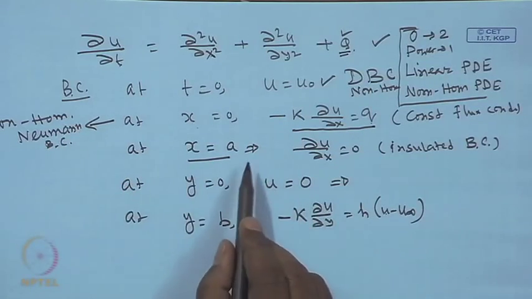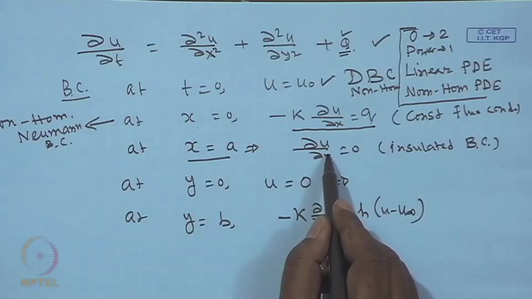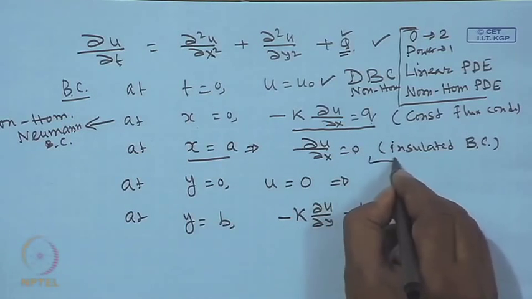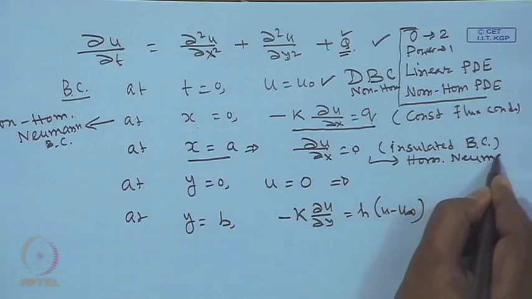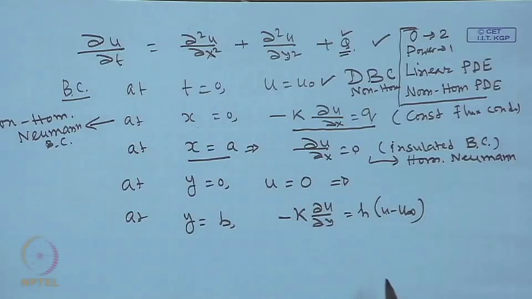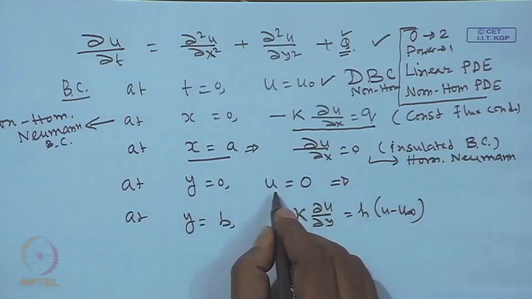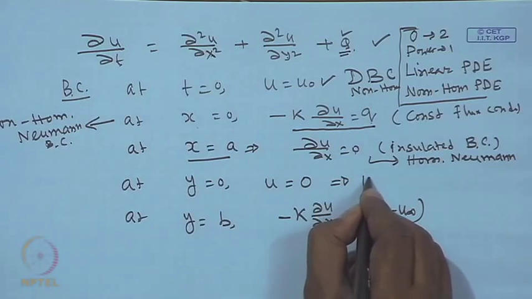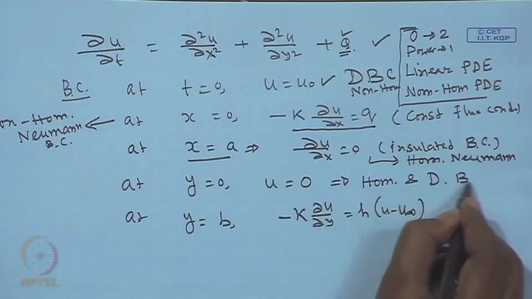Now, let us look into this equation. At x = a, ∂u/∂x = 0: the derivative of u is specified, and the right hand side is 0. So, this is a homogeneous Neumann boundary condition. And at y = 0, u = 0, so the value of the dependent variable is specified. So, this is a homogeneous Dirichlet boundary condition.